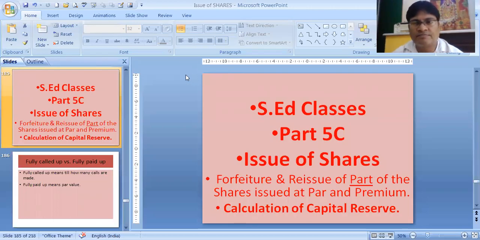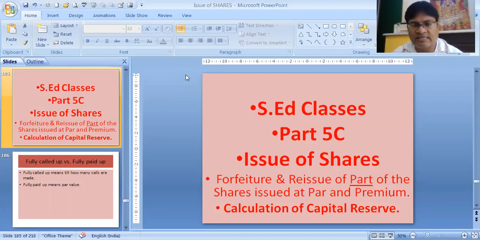Good morning, students. Yet another topic on issue of shares. This is forfeiture and reissue of part of the shares issued at par and premium. That means not all the shares are reissued. Whatever we are forfeiting, we are not reissuing all the shares. Suppose we forfeit 1000 shares, but we reissue less than 1000 shares. In such a situation, how to calculate capital reserve is the most important because journal entries are more or less the same.